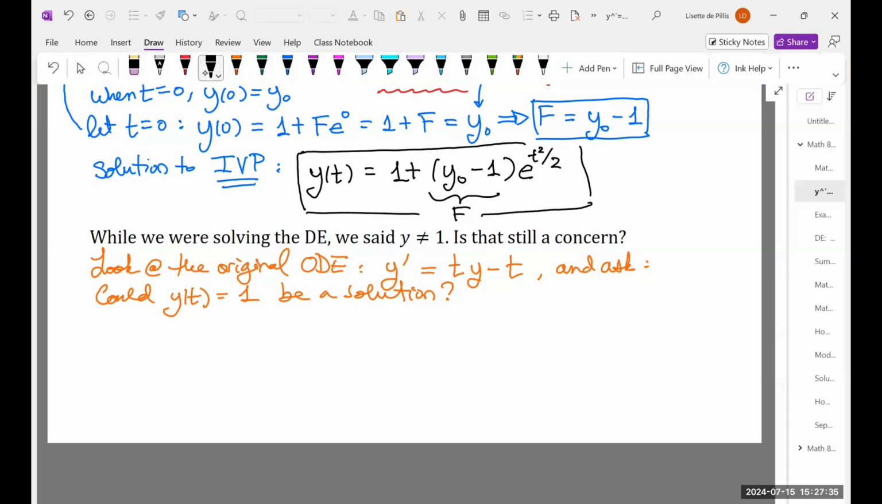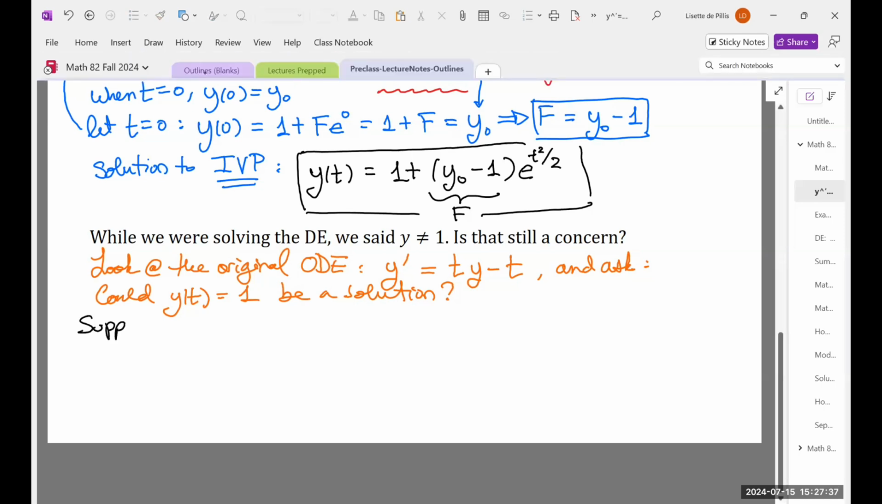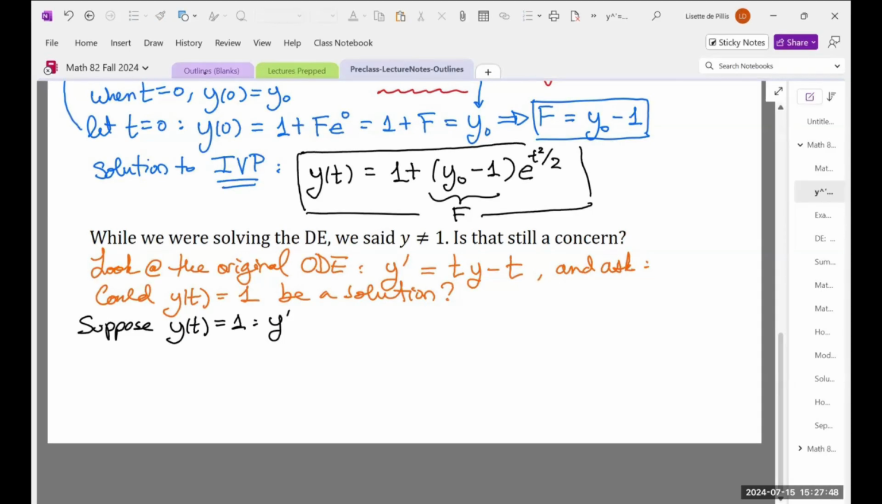So let's suppose it is. Suppose y of t equals 1. So I'm handing you the function y of t is 1. Plug it into your DE and see if it satisfies the differential equation. As simple as that. So if y of t is the constant 1, the derivative is 0.